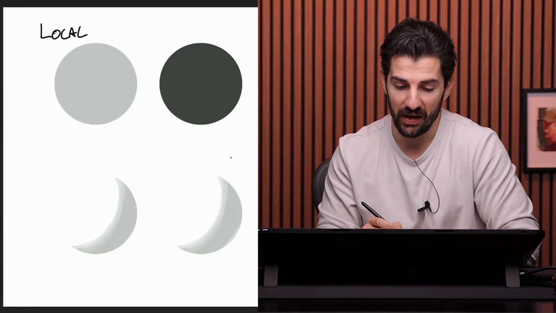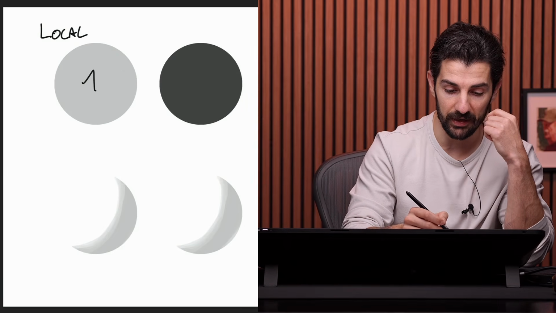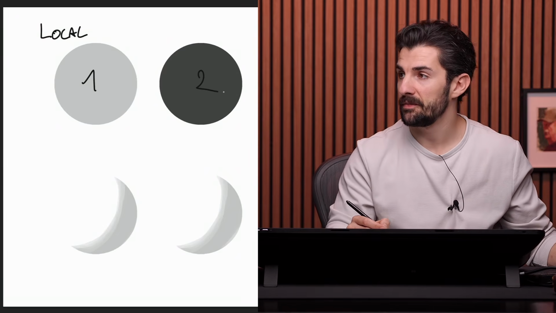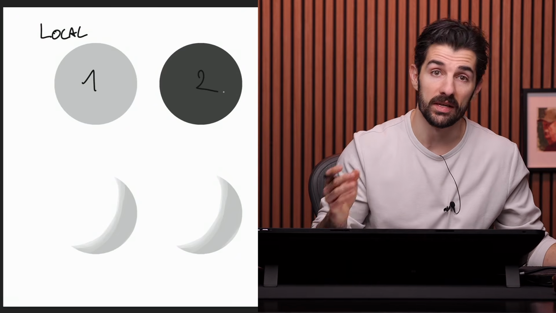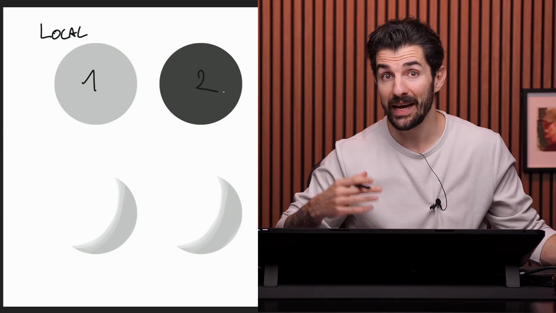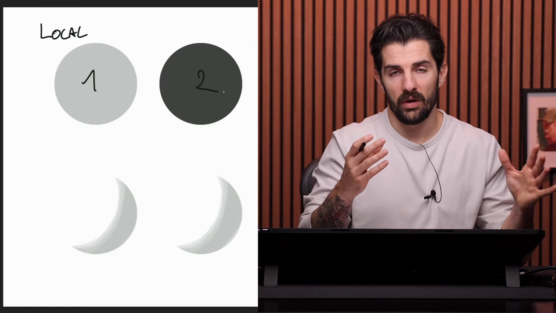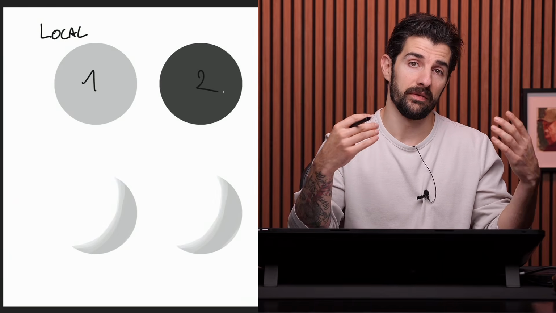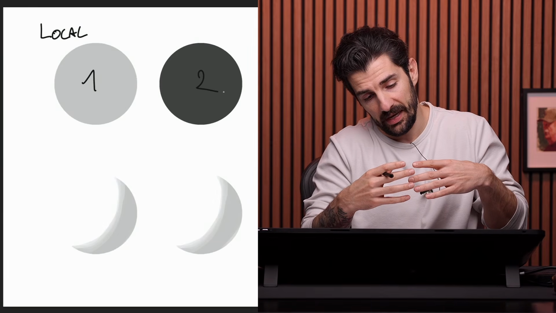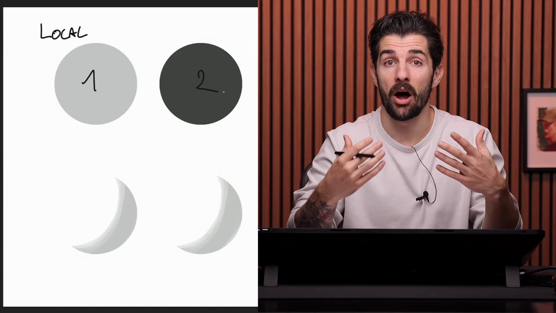Now, what does local value mean? Well, it's actually like you see here. If we have a sphere like this or like this, right, both of them have a local value. One is lighter, one is darker. That's it. What does this mean? Well, it means that in the world, there's things that have a certain local value. And usually it's determined by the color that that object has.